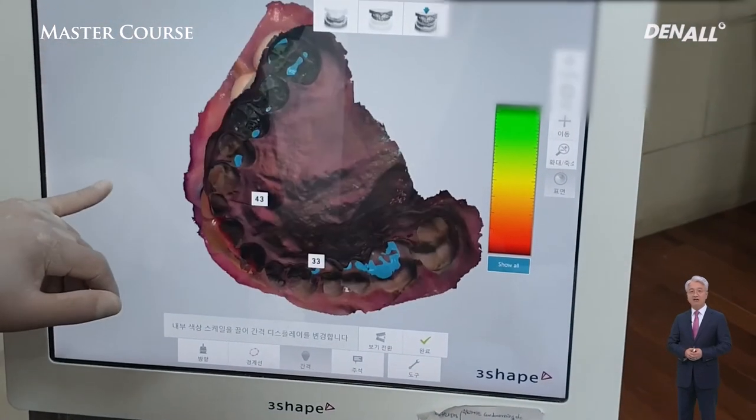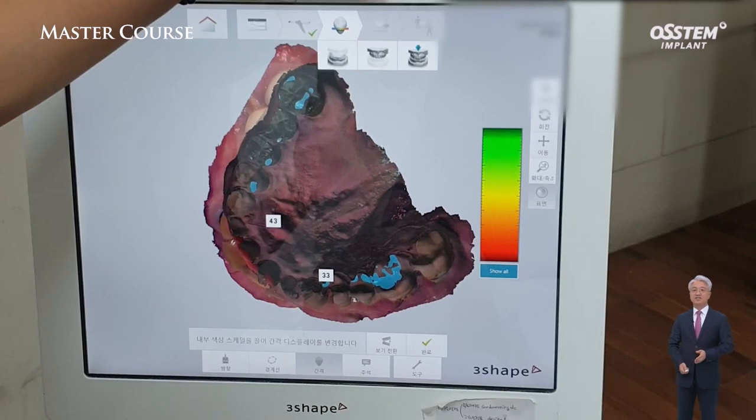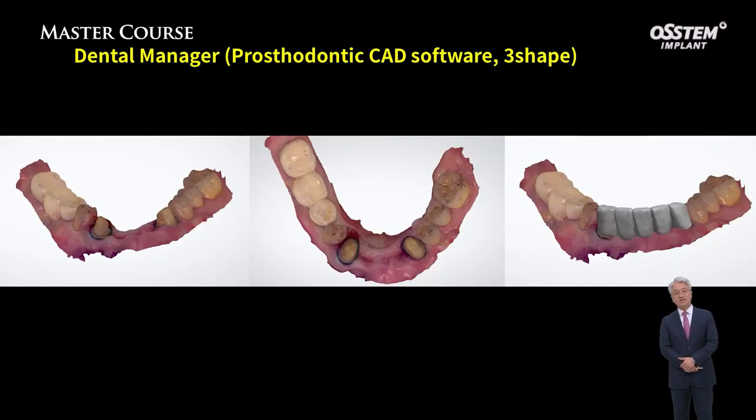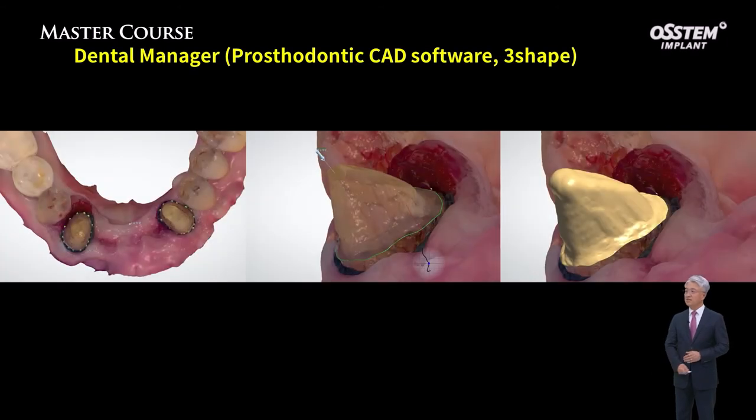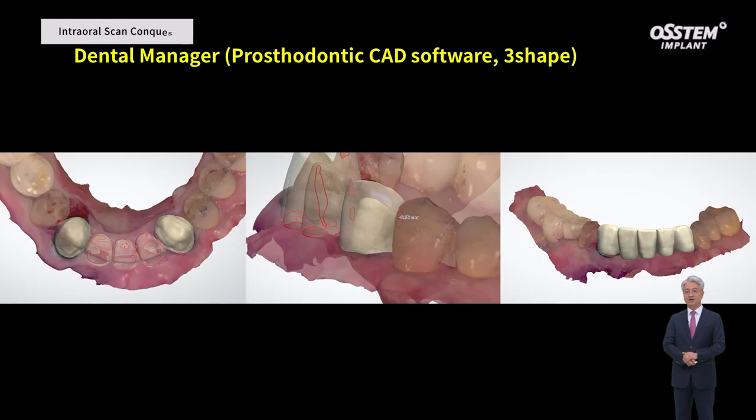Through this process, as you can see on the prosthodontic CAD, prosthesis design is done. Margins, cement space. These can be accurately reproduced if you put in the right numbers. The prosthesis is designed on the CAD. This is when it was delivered to the patient.